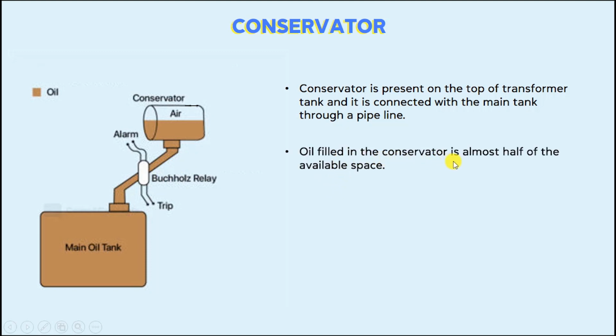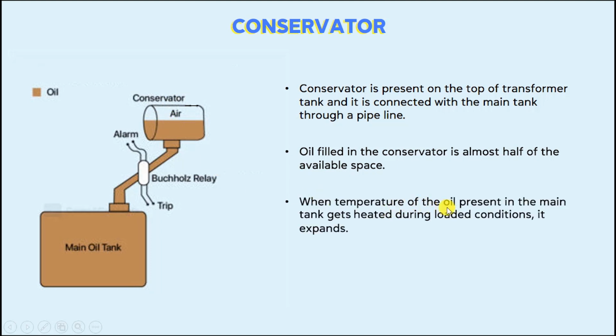Oil filled in the conservator is almost half of the available space. Here you can see the main tank is completely filled with the oil, whereas oil present in the conservator is almost half of the available space. When temperature of the oil present in the main tank gets heated during loading conditions, it expands.